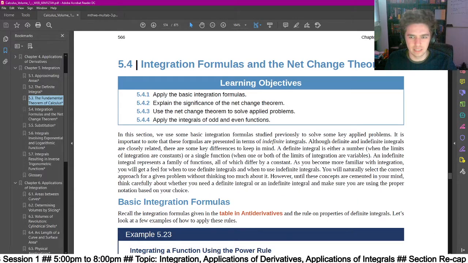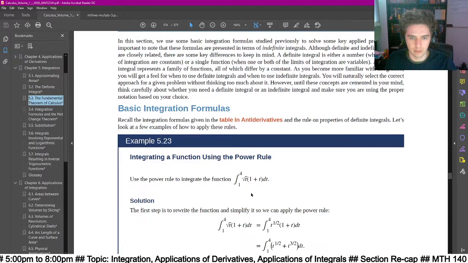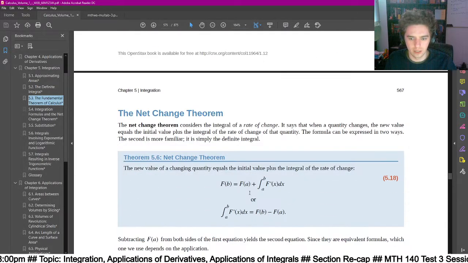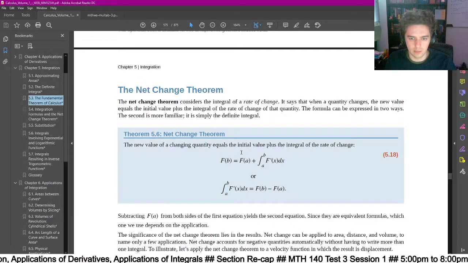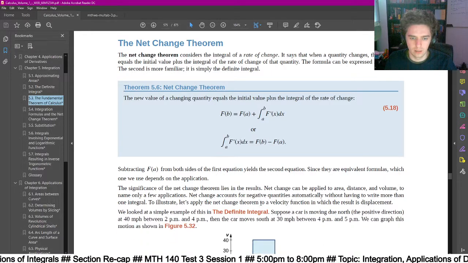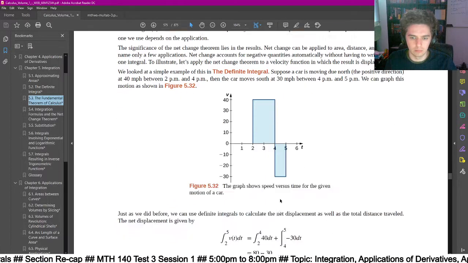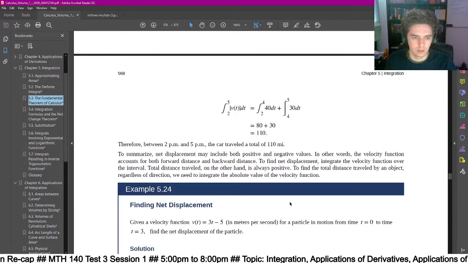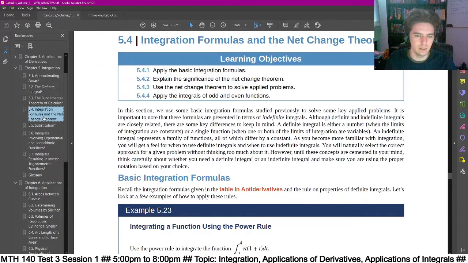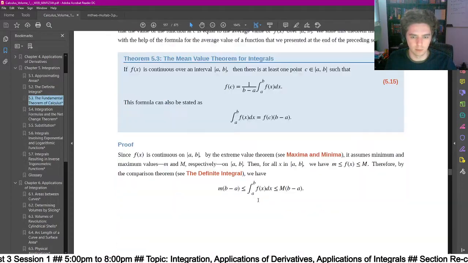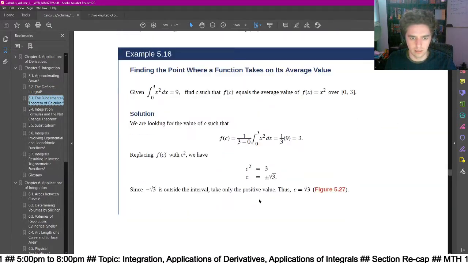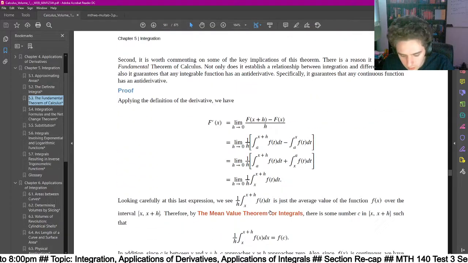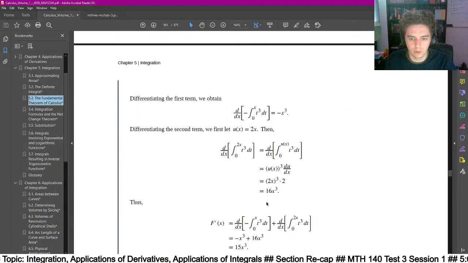Okay, integration formulas and the net change theorem. I don't quite remember what this was. Oh, this was just a basic integration, I'm pretty sure. The new value of a changing quantity equals the initial value plus the integral of the rate of change, plus the function of a. Oh, actually, I think we skipped this, didn't we? No, 4.4 we skipped. Never mind, that's not true. 4.4 we skipped, not 5.4. So, is that true? Yeah, 4.4 we did skip. Okay, never mind.